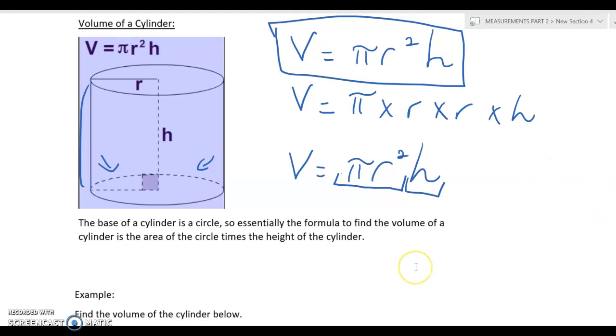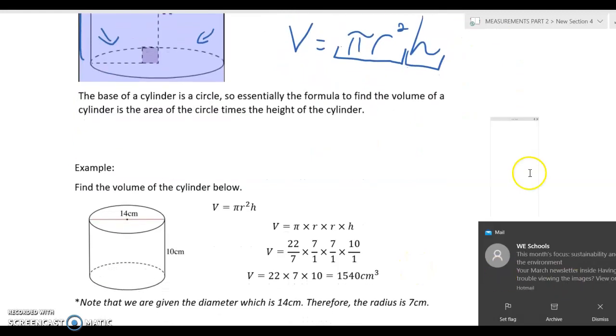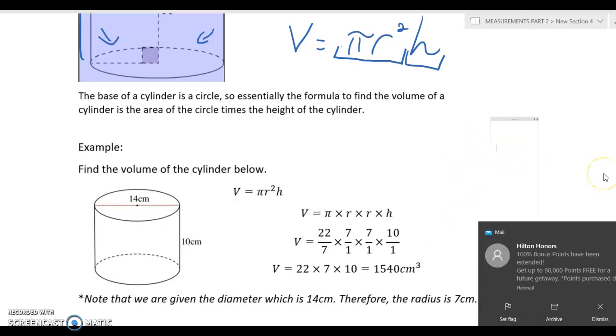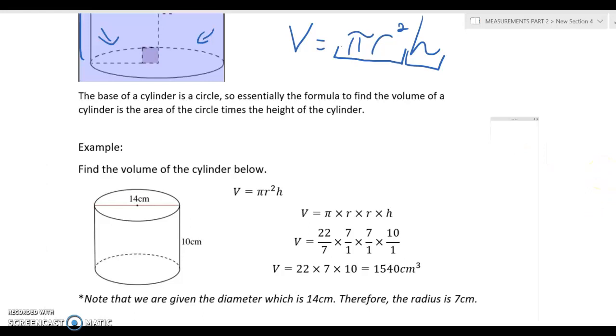So now, let's look at an example of the volume of a cylinder. Here, the height is given to us. The height is 10 cm. And we are given here, this is a circle at the top, but this is a diameter. So our diameter is 14. It's very important to watch for diameters, remember we went through that. The radius is half the diameter, so we know the radius will be 7 cm.